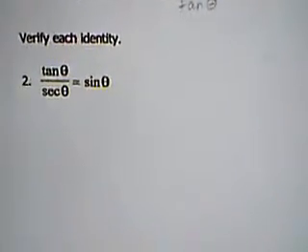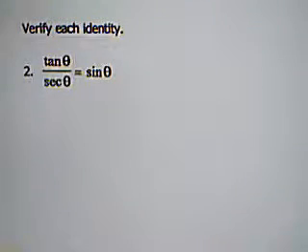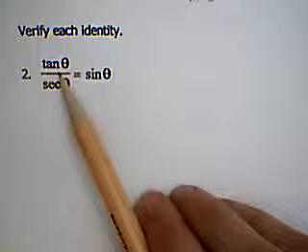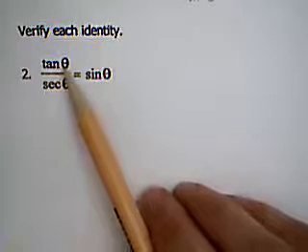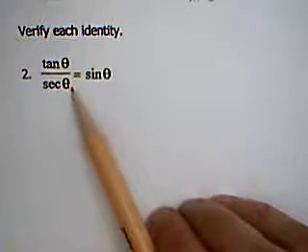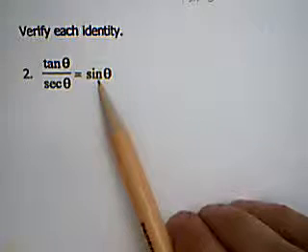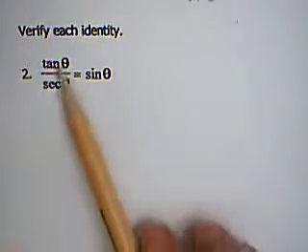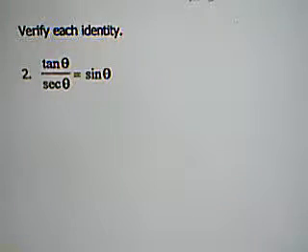Okay, let's look at number 2. This is how most of your homework problems are going to look. It's going to say verify each identity. So I want to verify algebraically that the tangent of theta over the secant of theta is equal to the sine of theta. Okay, I can go back through my list of rules. It says start with a more complicated side. That would definitely be this left side. Try rewriting in terms of sine and cosine.